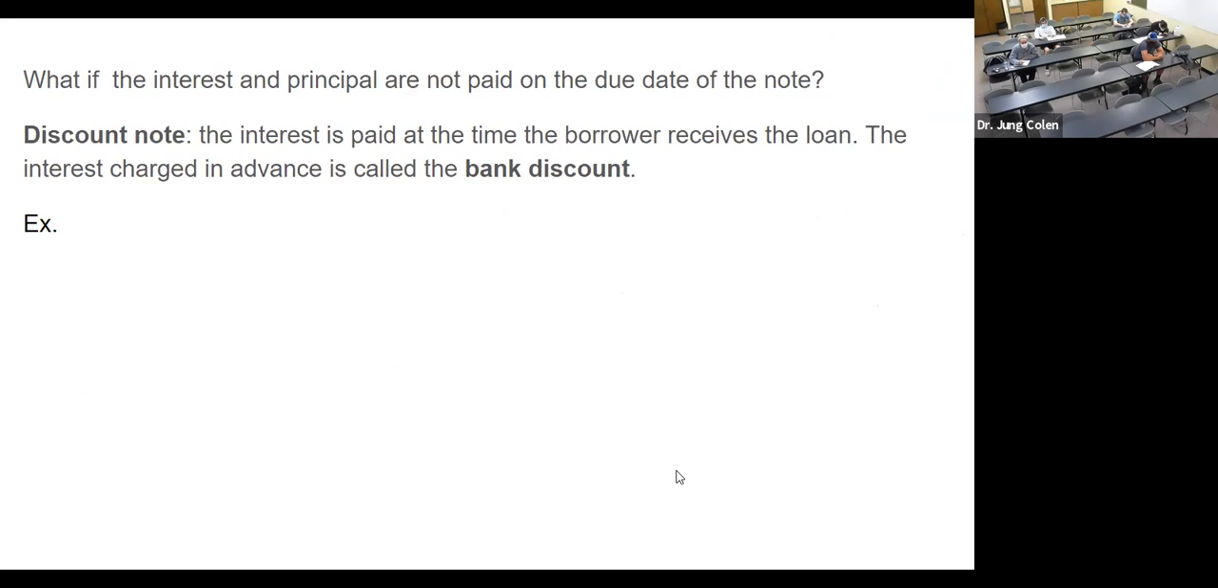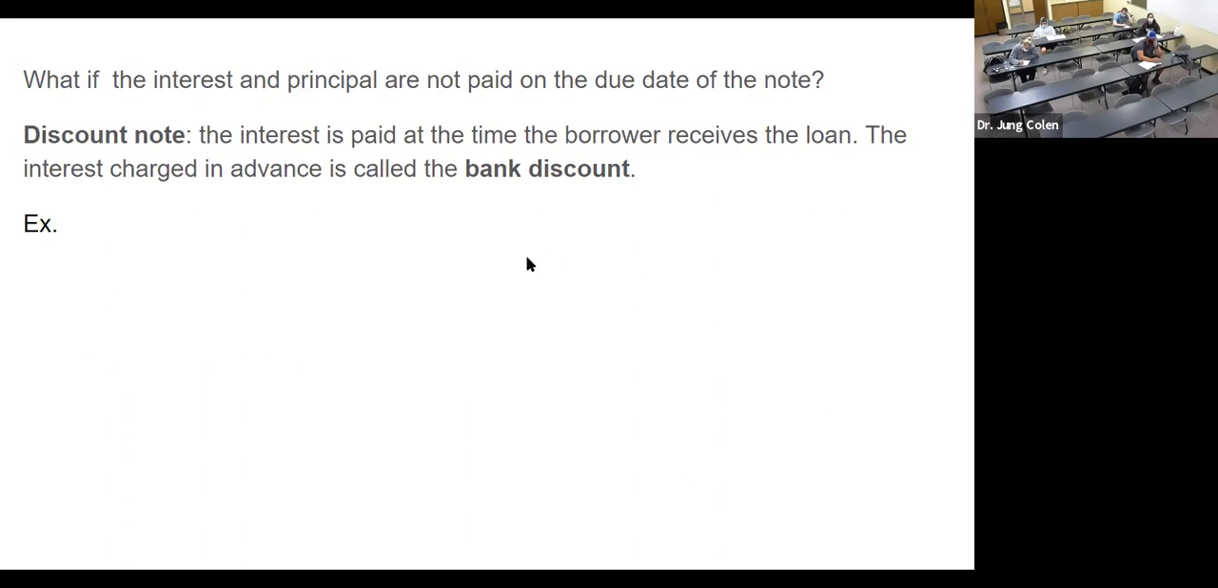The discount note is this. The interest is paid at the time the borrower receives the loan. The interest is charged in advance. So you are paying the interest in advance. For example, if you are borrowing $100 and your interest is $10, then instead of giving you $100, they're gonna give you only $90, taking off the interest at the beginning. Does it make sense? That is a discount note, bank discount. A little bit different concept, right?